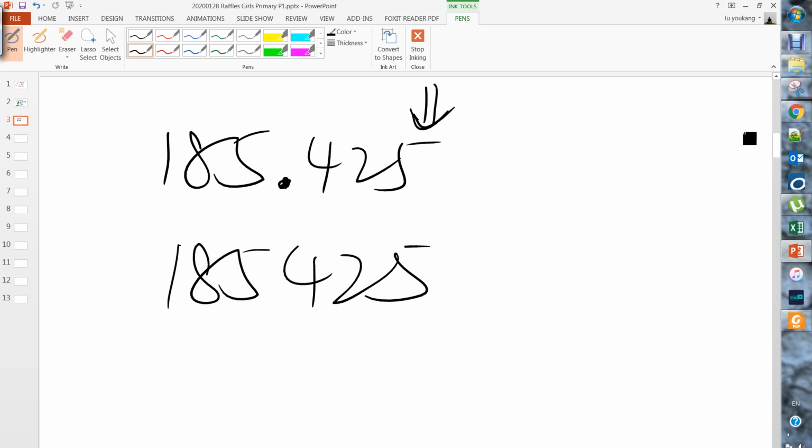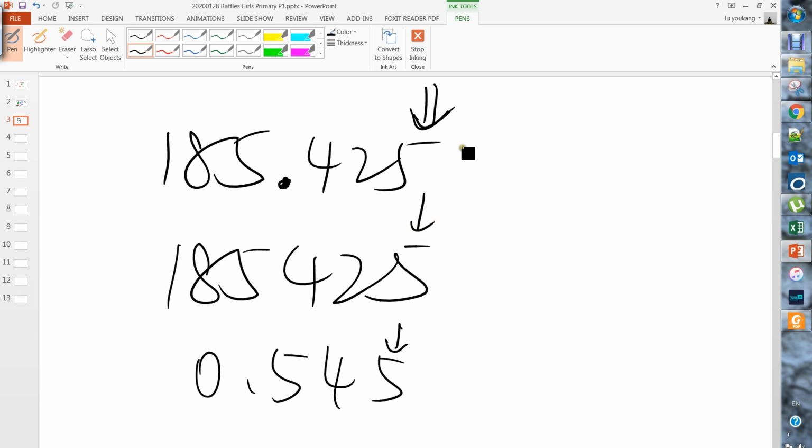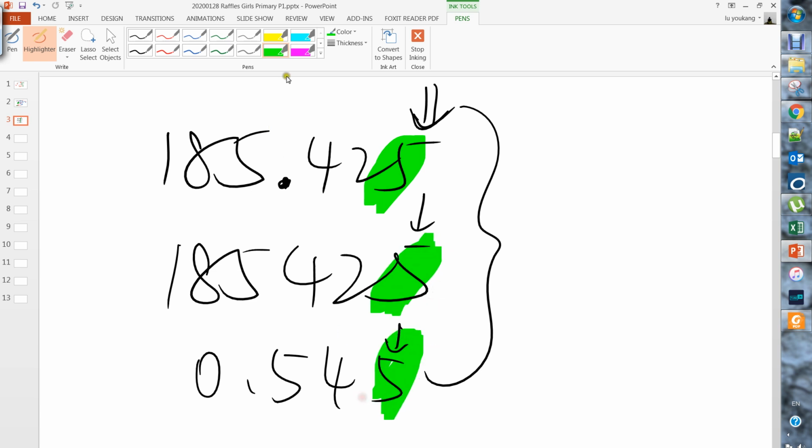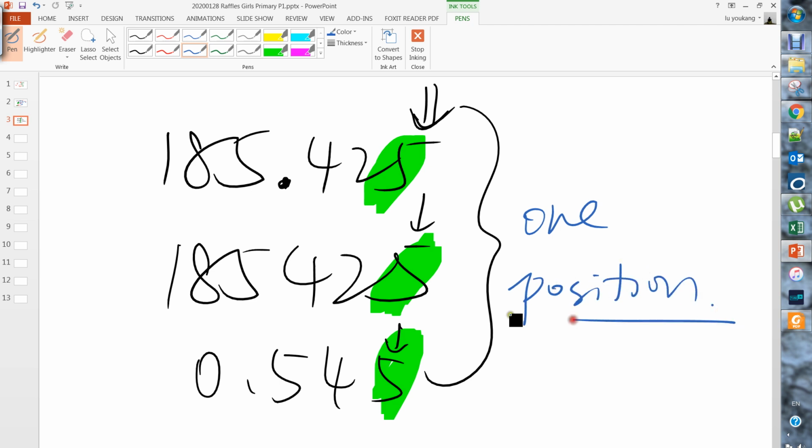Okay, and then that means if I give you 0.545, and then you are telling me this is also 1. That means you are telling me all these are the 1 position, regardless whether there is a decimal point here or no decimal point. You take all 5 here, the one highlighted in green, as the 1 position. That's what you are telling me.